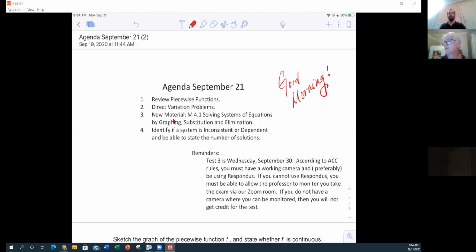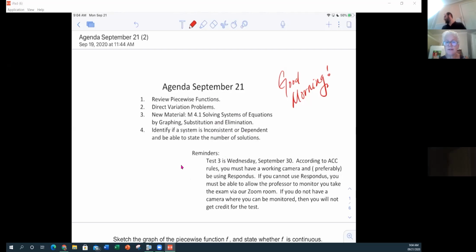Then we'll start the new material, which is solving systems of equations. That means when we have two equations, we're going to be solving them by using different methods: graphing, substitution, and elimination. And then we'll also be talking about systems that are inconsistent or dependent, and state the number of solutions. I didn't write this, but you need to be able to state not just the number of solutions, but the actual solutions.